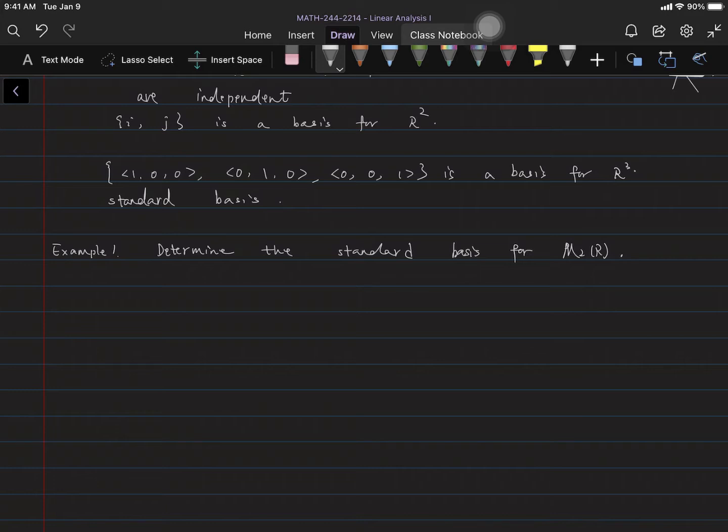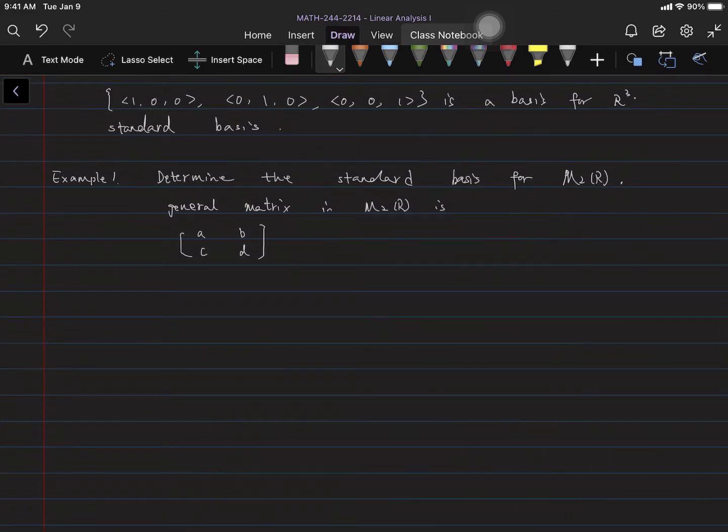So let's take a look at this one. The general matrix in M2R is, usually we just write down like a, b, c, d, and a, b, c, d can be any number. Actually, for a, b, c, d, we know this can be expressed by a linear combination of 4 vectors, right? So do you know how to write down those 4 matrices?